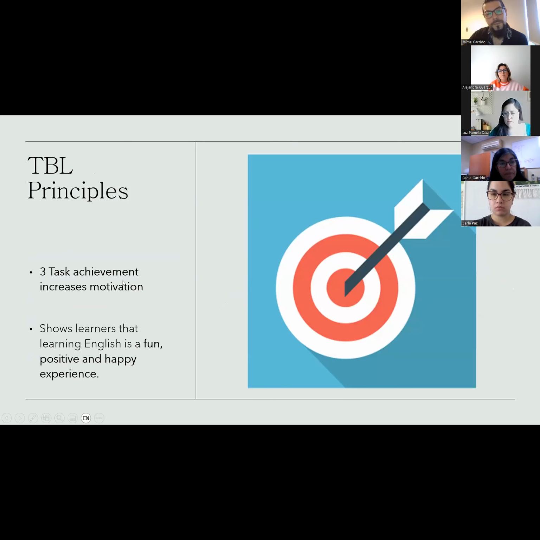A third principle is that task achievement increases motivation. Whenever students complete a task, it shows learners that learning English could be fun as it's done in groups, it's positive, and it could be a happy experience rather than just completing worksheets and showing my worksheet to the teacher to get a stamp at the end of the class or to get a mark or whatever. It shows learners that English is used for something real.